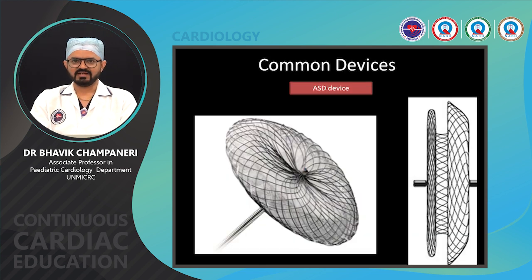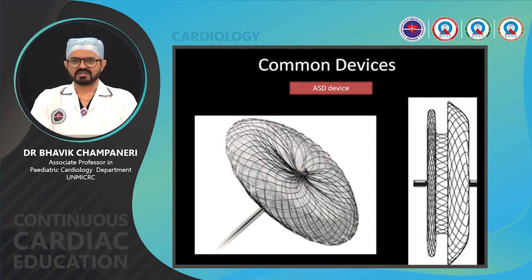So these are the common devices. What you can see on the screen is an atrial septal defect occluder device, which is called the Amplatzer septal occluder device. As you can see, it has two discs, one disc which lies on the left atrial side and another disc which stays on the right atrial side. The device size is decided based on the diameter of the central waist, and sizes from 4 mm to 40 mm are available.